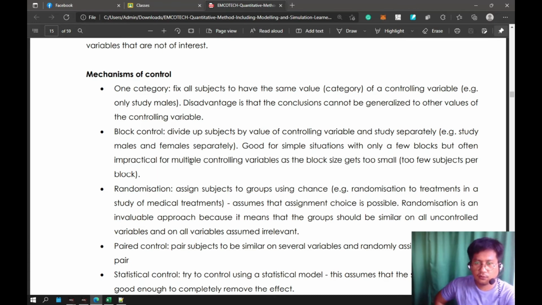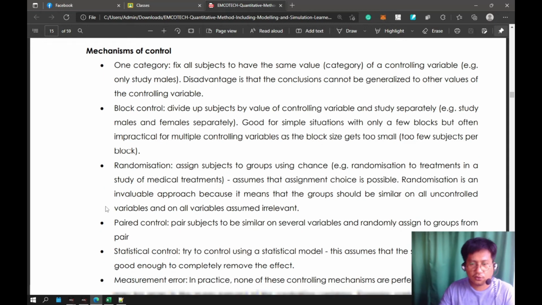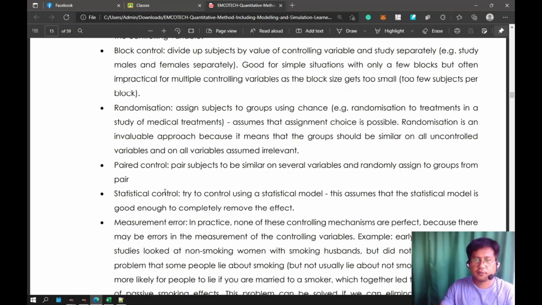Parang naglaro tayo ng loto. From 1,000 subjects, let's just create a jumble, then randomization. Oh, ito si number 1 dito ka sa group na to, si number 2 dito sa group na to. So paired control. Pag sinabing paired control, pair subjects to be similar on several variables and randomly assign them to groups from the pairs.